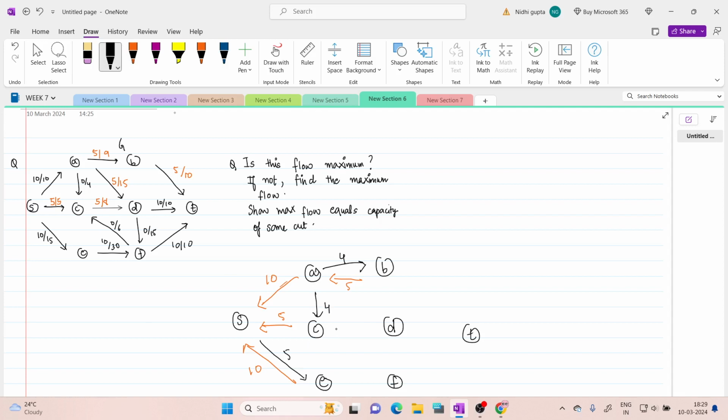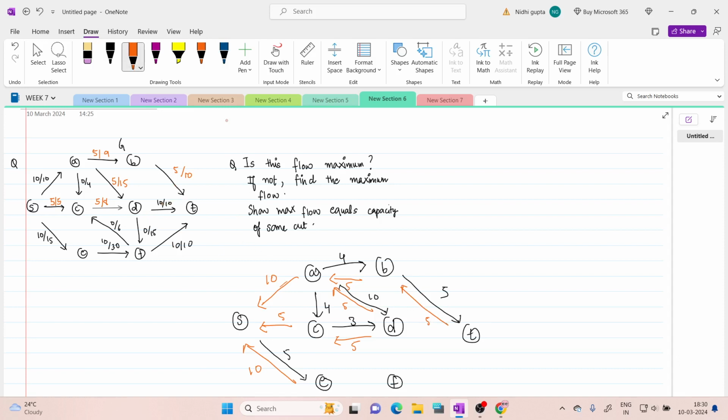What about CD? Forward 3, backward 5. Similarly for AD also we have backward 5, forward 10. For BT also we have two edges. Forward is 5, backward is also 5.